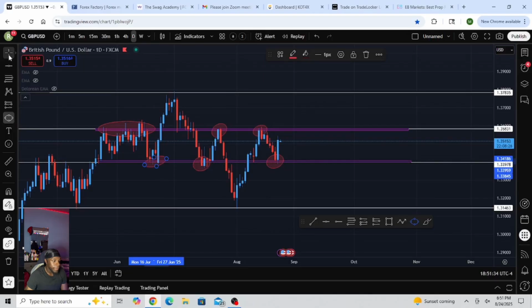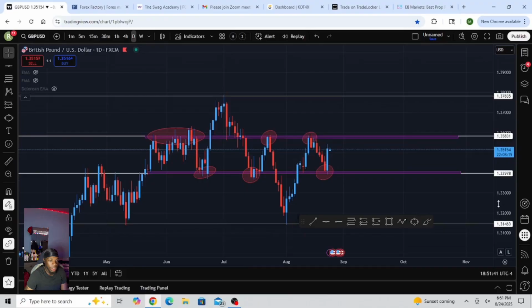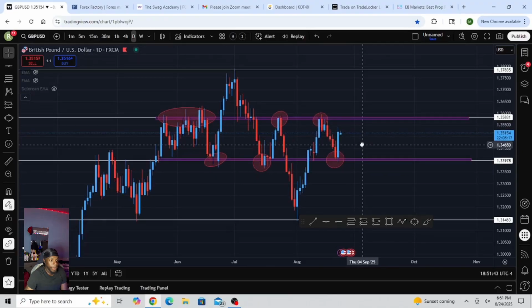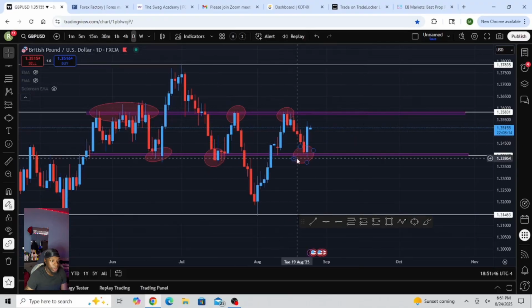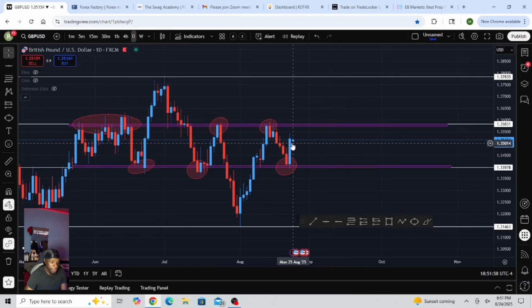So these, I would like to call them my major levels of support and resistance, because I'm a day trader. So for the most part, I'm trading in between these major levels until price either breaks or rejects one of these levels, and then I decide what I want to do when price gets to one of these major areas.